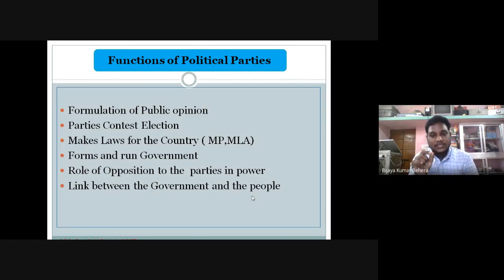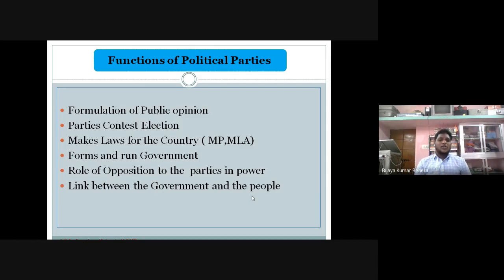First they make the bills. They form the bills. After it is approved by the President of India, it becomes the law. That's why I mentioned the MP and MLA, because they are the formulators of rules and regulations.